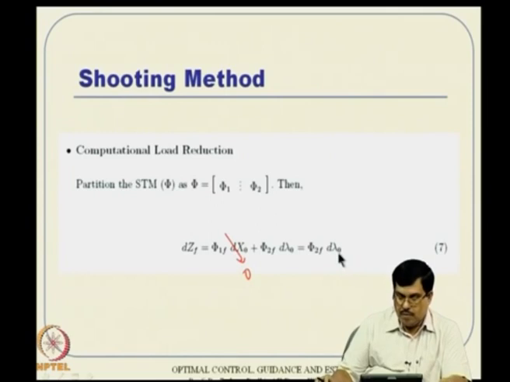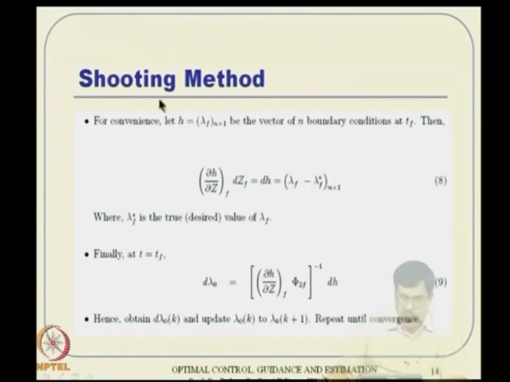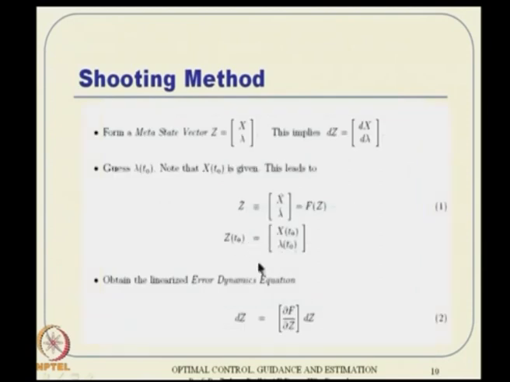For convenience, we can think that h equal to some lambda_f be the vector of n boundary conditions at f. That means the way that you compute the desired lambda_f, we can consider that as a function of lambda_f itself. You can generalize this problem a little bit further. It can be simply lambda_f itself, need not be a function directly. So what I mean is this condition is available.